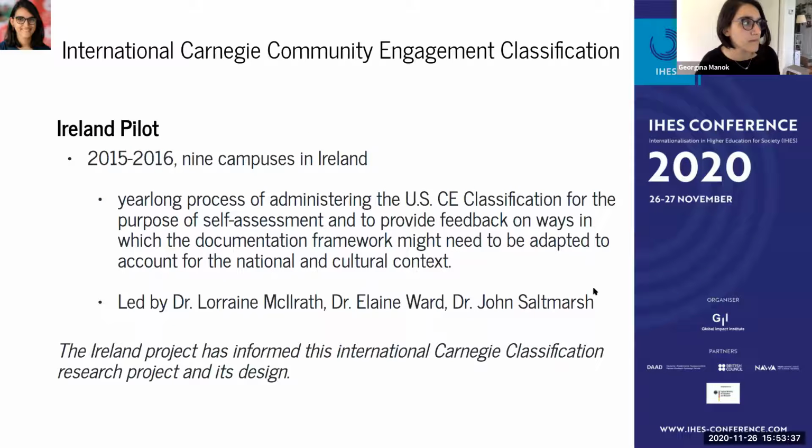And as a result of the 2014 conference in Cape Town, we had a small pilot project in Ireland with 9 campuses in the country who worked together as a learning community. And it was the first model of this kind of cohort-based, country-based model. And this has informed our internationalization.